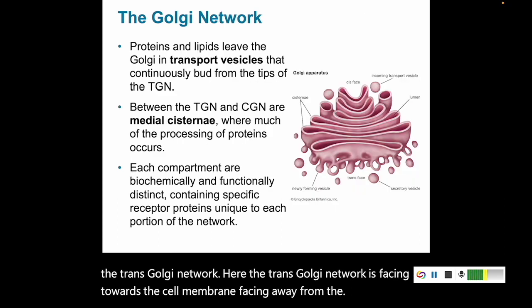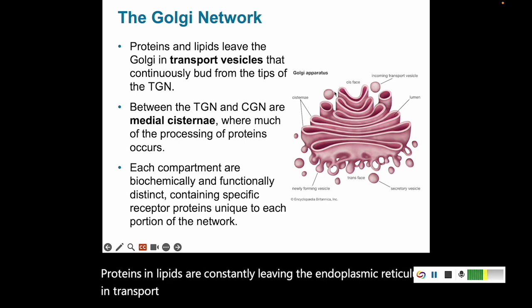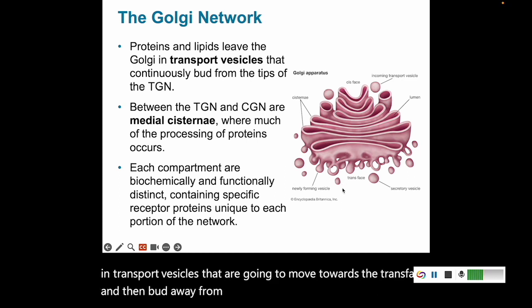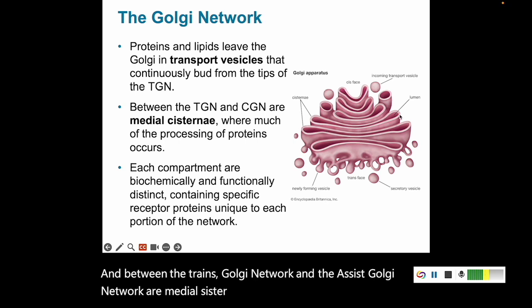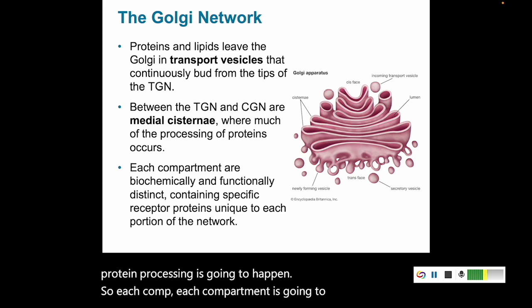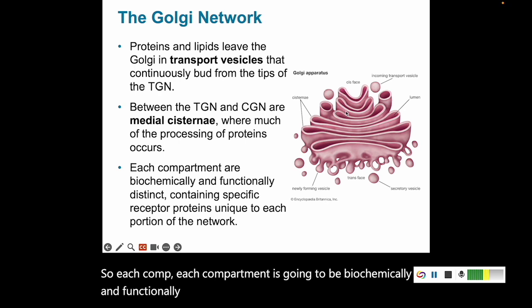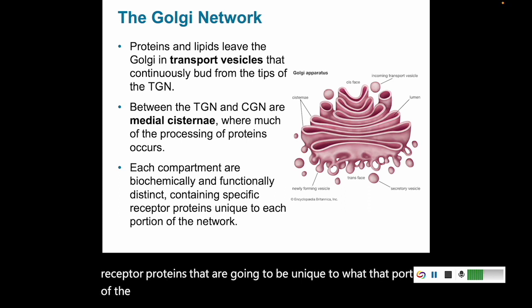Proteins and lipids are constantly leaving the endoplasmic reticulum in transport vesicles that are going to move towards the cis face and then bud away from the trans-Golgi network. And between the trans-Golgi network and the cis-Golgi network are medial cisternae, and this is where most of that protein processing is going to happen. So each compartment is going to be biochemically and functionally distinct. Each compartment will have specific receptor proteins that are unique to what that portion of the Golgi network is supposed to accomplish.